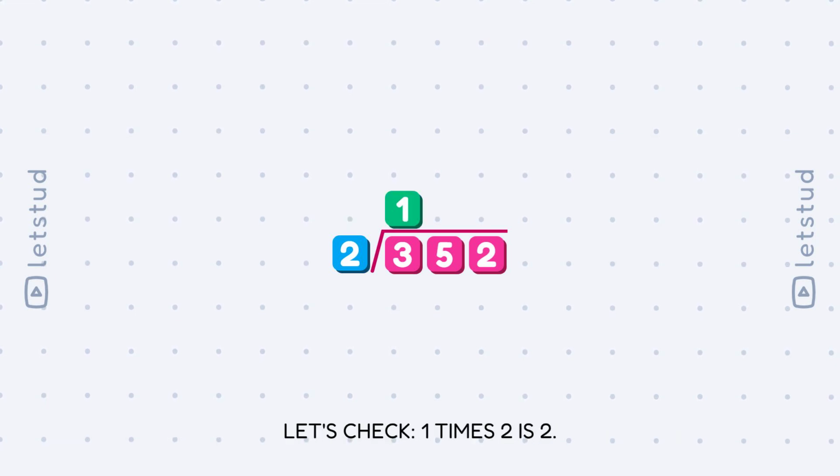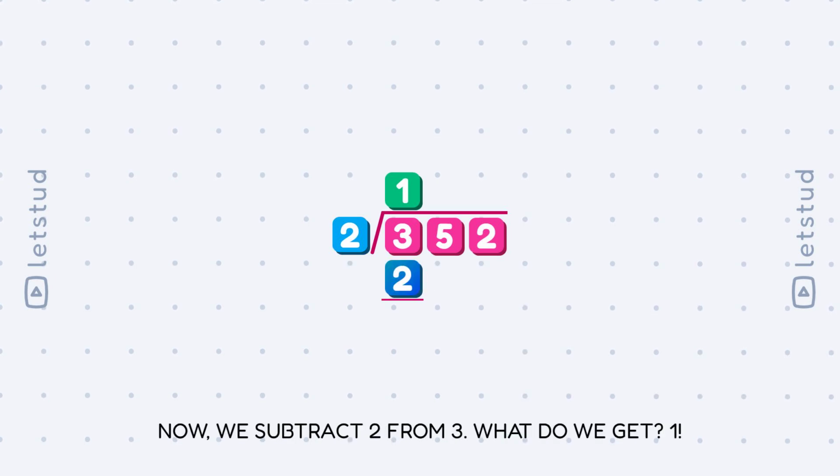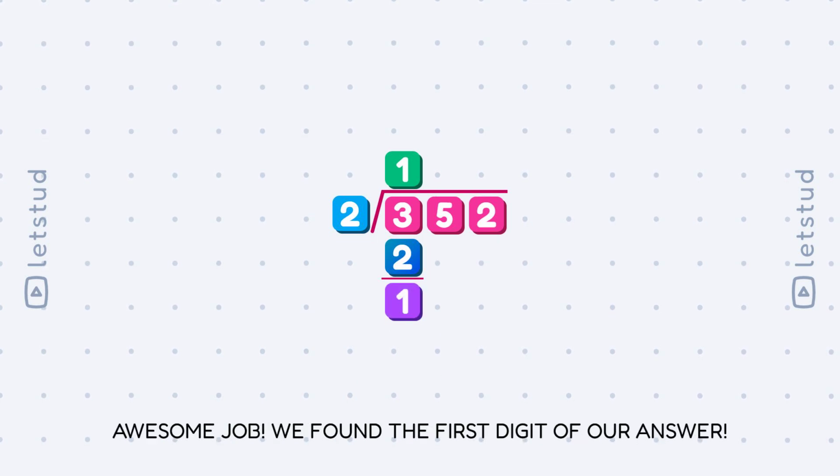Let's check. 1 times 2 is 2. Now we subtract 2 from 3. What do we get? 1. Awesome job, we found the first digit of our answer.